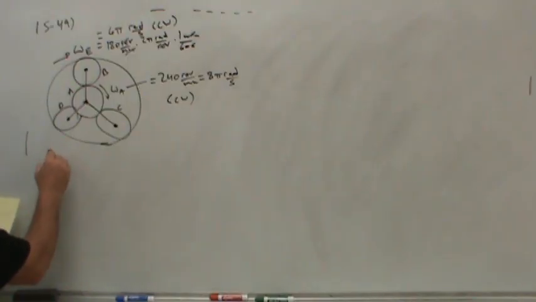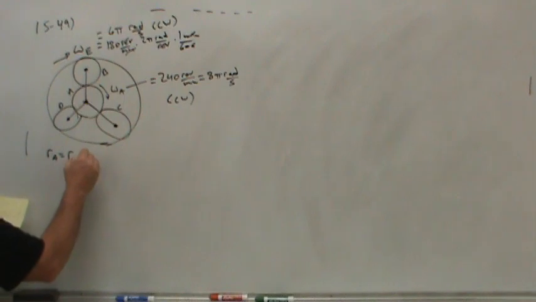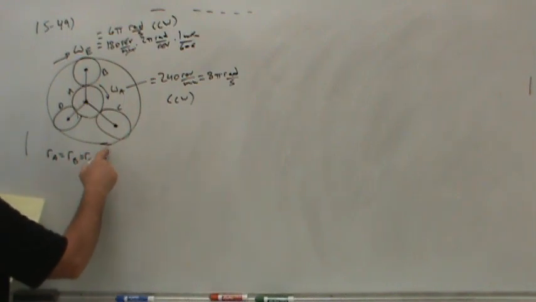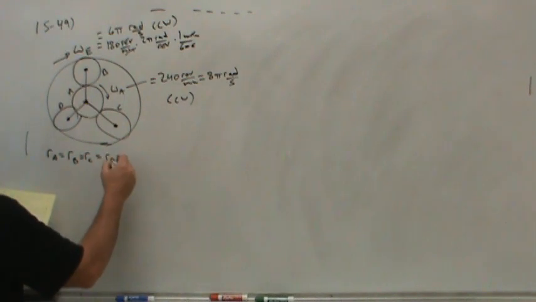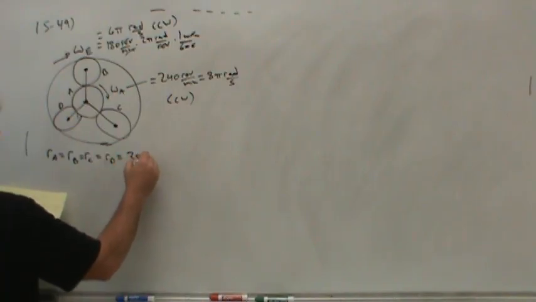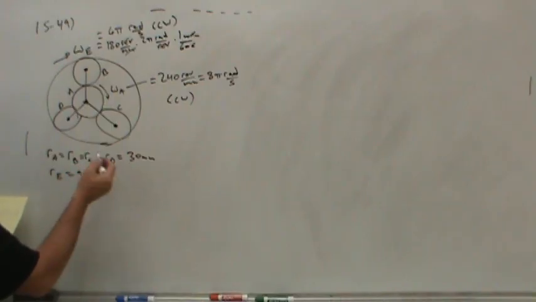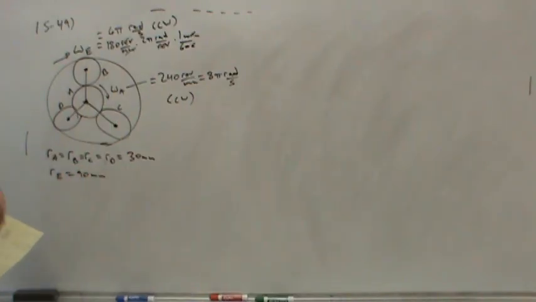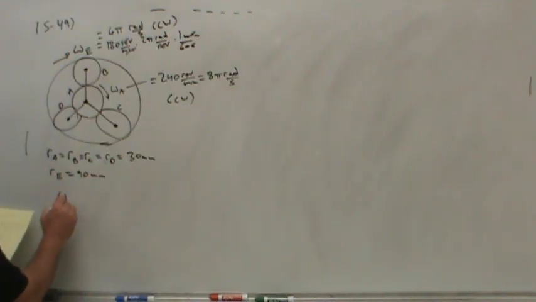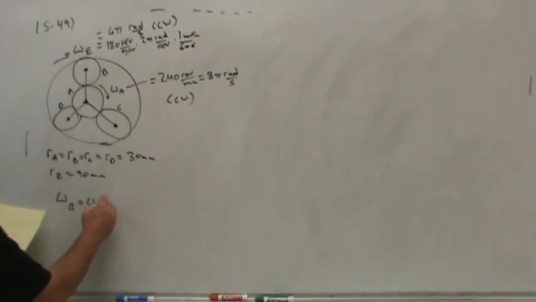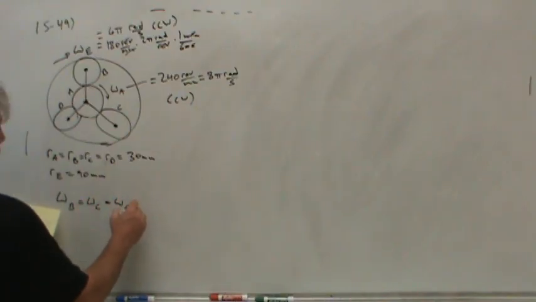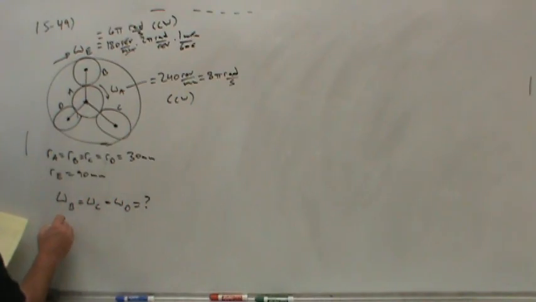The radii of A, B, C, and D are all the same at 30 millimeters, while the radius of E is 90 millimeters, as it would have to be, obviously. Okay. And I think that's it. So we want to find the angular speed, really, of B, which is going to be the same as C and D. And also, we want to know the angular speed of the spider. So this is just a velocity problem. It's not an acceleration problem.